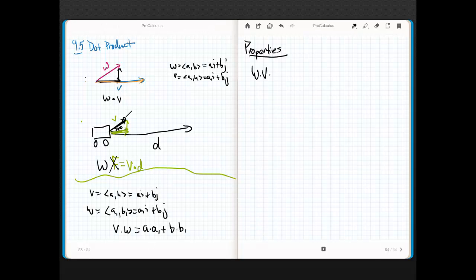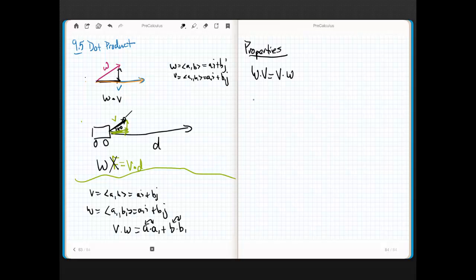So W dot V is equal to, well, you can probably guess, V dot W because of the commutative property. In other words, if I do V dot W, don't these guys just switch places? And last time I checked, our products are commutative, so there's nothing to it.